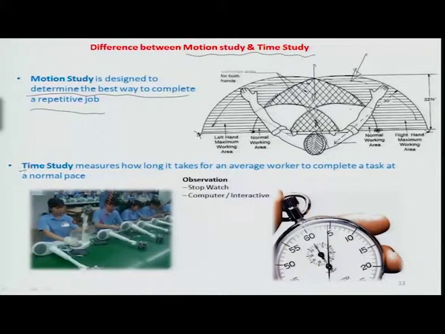Similarly, there is the time study concept, which measures how long it takes an average worker to complete a task at a normal pace. So, tools like stopwatches and even video recording, computerization and interactive tools can be utilized for predicting how long it should typically take or how long it actually takes, and to do some time sequencing of the different methods which have been formulated by motion study, so that we can have a possible or impossible job classification. So, that is the basic difference between motion and time study.